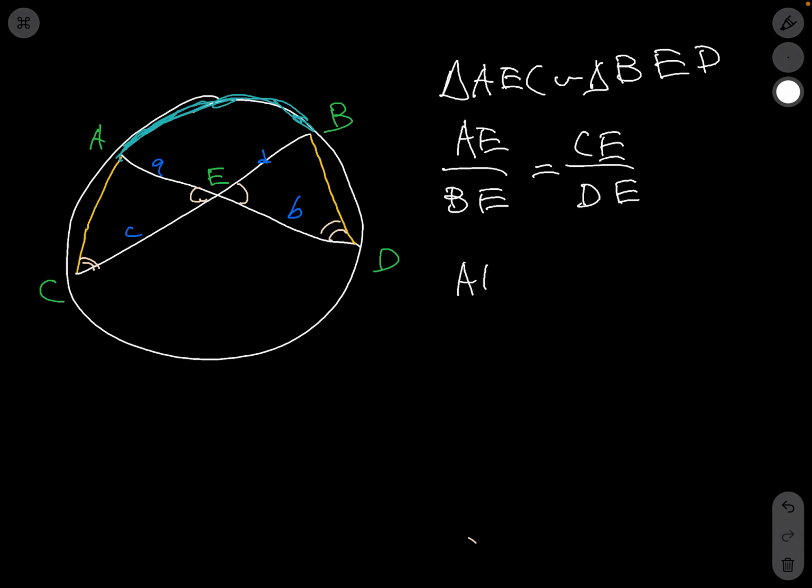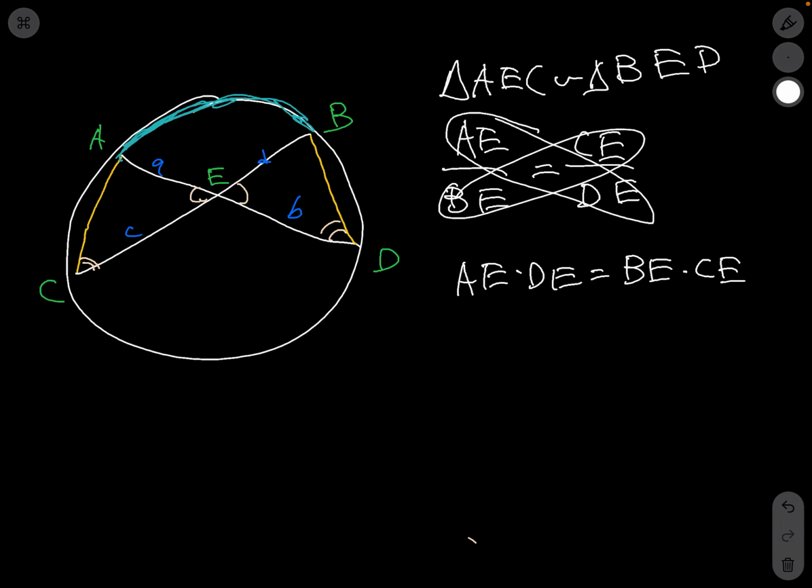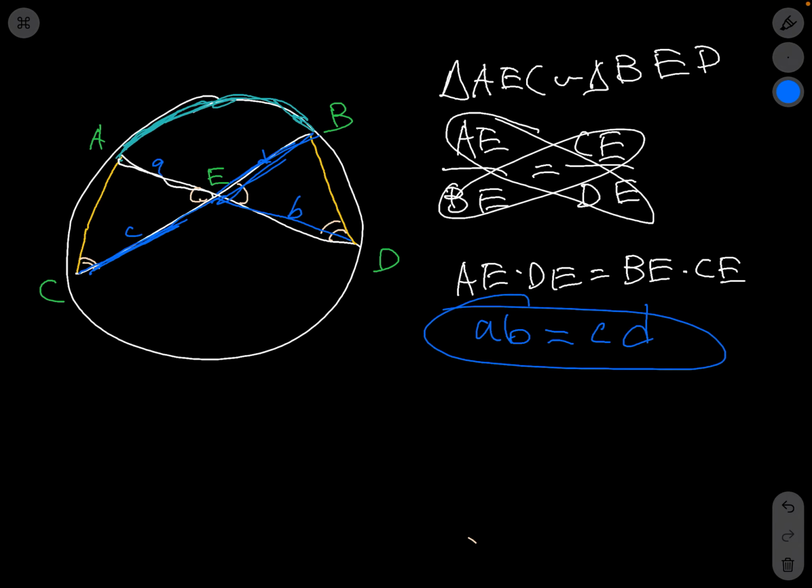And then we can say that AE times DE is going to be equal to BE times CE, because in a proportion, the product of the means equals the product of the extremes. And we see that AE is A. We said that earlier. AE is A, DE is B. Or I'll put it in a different order: CE is C, and BE is D. So this is what we said earlier. So the segments of these intersecting chords, their products are going to be the same.